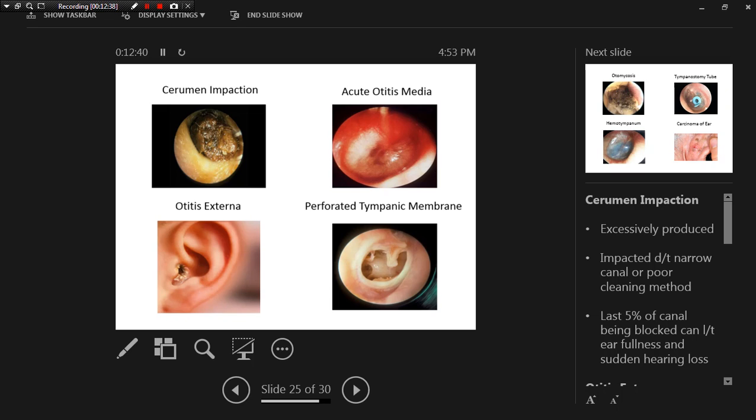This is a picture of somebody who has a perforated tympanic membrane. It can be very much associated with acute otitis media. When it becomes so inflamed and enlarged and bulges, it can actually perforate. So these patients, usually they'll have intense pain, and once it perforates, sometimes the pain goes away, but they'll have drainage with it.